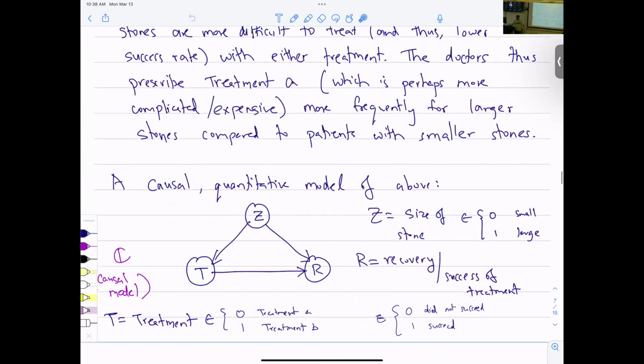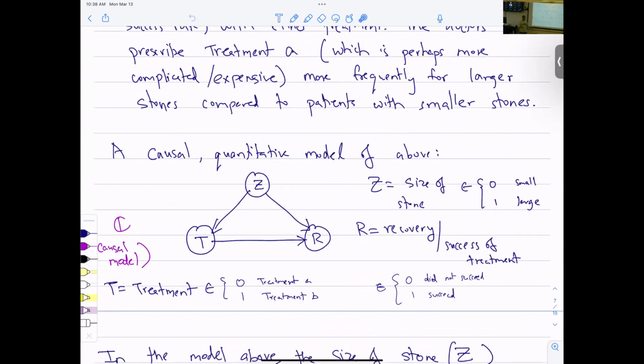So the intuition is essentially the following. Now let's draw a graph having these three variables, and let's say that we know the true underlying causal graph. There's the size of the stone Z, which is 0 or 1. That's going to affect the treatment T. The doctor decides to use 0 or 1. 0 is the expensive treatment A, 1 is the cheap treatment B. And recovery or success is again 0 or 1: the treatment did not succeed or succeeded. Is the model clear? There are these three variables.